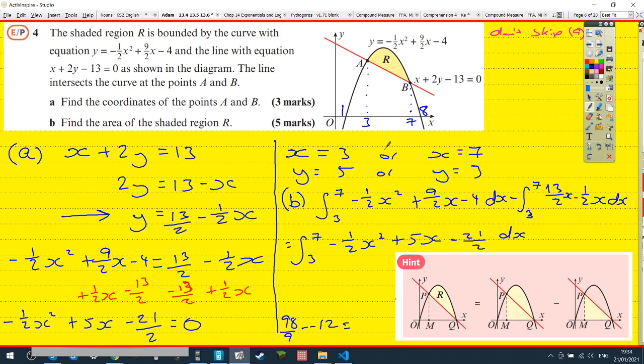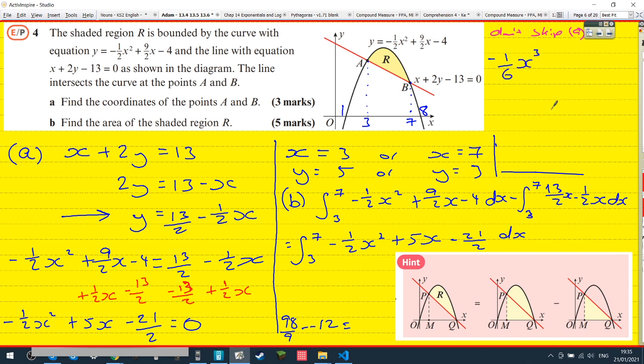So what was the integral? Did you integrate it? Oh yeah, I did integrate it. I got minus 1 over 9 x cubed for the first part. Minus 1 over 6. Oh, that's where I went wrong then, probably. Okay. What was the second bit? 5 over 2 x squared. Yeah. And then minus 21 over 2 x.